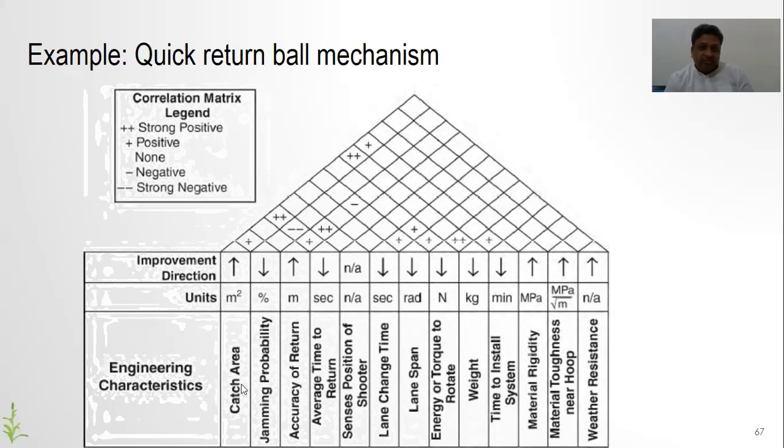So the square meter catch area, if it is increasing, means jamming probability is decreasing. In the same way, weather resistance increasing, material toughness as well. So you have to correlate these things from catch area to weather resistance. Plus is strong and positive. Those are the legends to be referred to.